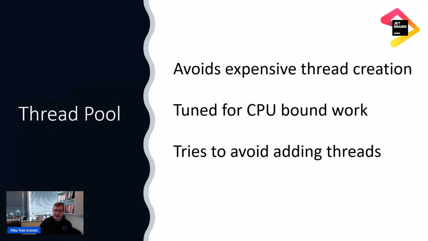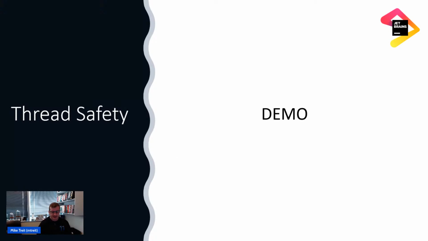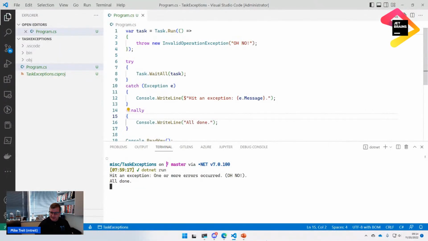So we talked a little bit about the thread pool and how it avoids this expensive thread creation. The thread pool is really tuned for CPU-bound work. And as we're going to see in a demo I'm going to do a little bit later on, it really doesn't like to add new threads to the thread pool, which can sometimes cause problems. Let's do a quick demo.